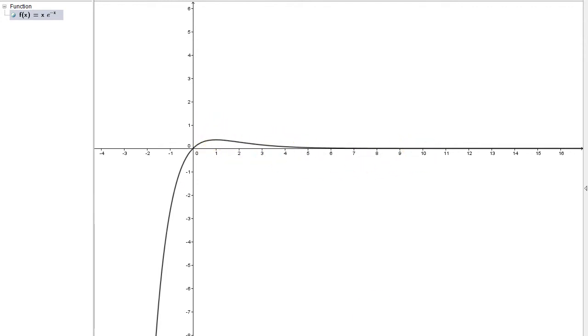So yeah, I'll do 1 comma f of 1. There we go. There's the maximum value right there. And 1 over e is actually 0.37. All right. Next example.